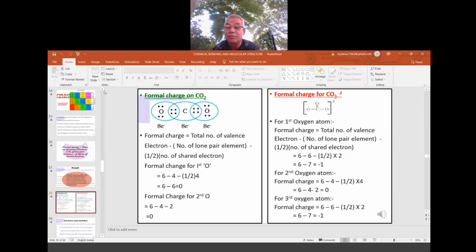Now for the first atom, formal charge equals the total number of valence electrons, that is 6, minus the number of lone pair electrons, that is 6, minus half the bond pair, that is half into 2, that is 1 only. So 6 minus 7 gives you minus 1. That means the formal charge on the first O is minus 1. In the same way, the formal charge on the third oxygen is minus 1. For the second oxygen, it is 0. So what is the total? Minus 1 for the first, minus 1 for the third, together it is minus 2. That's why the carbonate ion is minus 2.